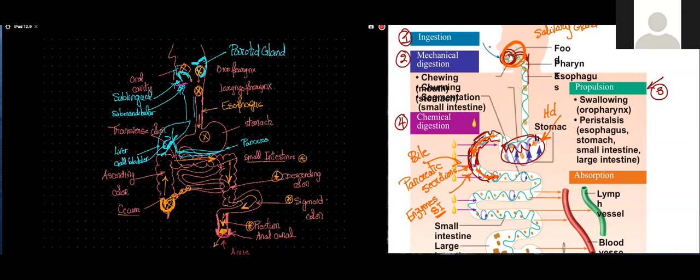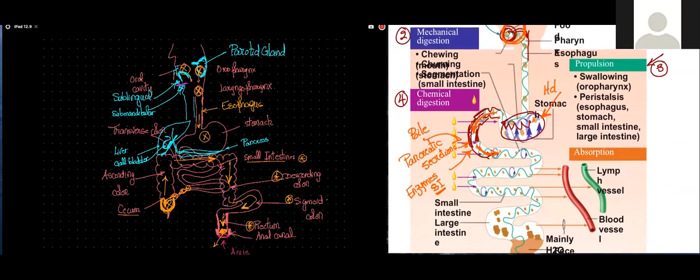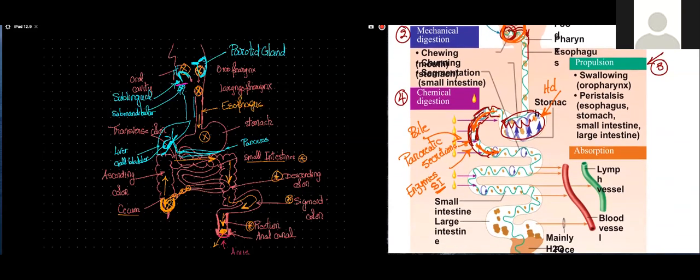What would we need to do after we completely break down those food particles mechanically and chemically? We need to absorb them. Most of the absorption is going to be taking place in the small intestine. Most of the nutrients are going to be absorbed from the small intestinal lumen to the blood or the lymphatic vessels if I am dealing with fats.